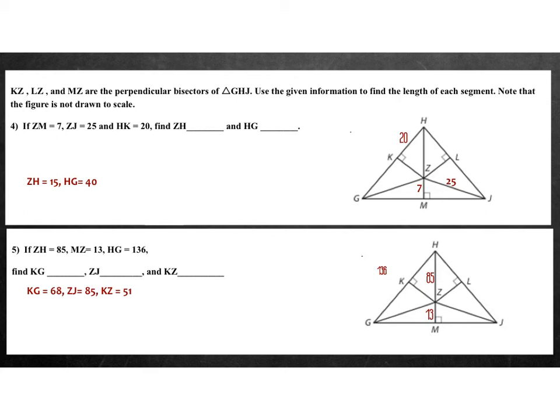So if ZM is 7, so notice that's been drawn on our diagram already, and ZJ is 25, so notice where that is, and HK is 20. It wants me to find ZH, so let me go find ZH. So I'm looking to find this segment. Okay, I need to find that segment, and I also need to find HG. HG would be this entire side. So let me start using some information that we know. We happen to know that my perpendicular bisectors intersect at the circumcenter. So right here, Z is my circumcenter.